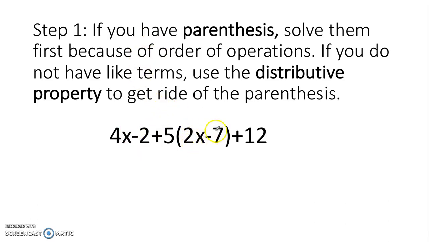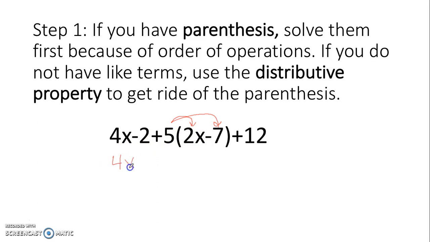Now we need to ask ourselves, inside of the parentheses, do we have any like terms that we can combine? And as you can see, the answer is no. So to get rid of the parentheses now, we need to do the distributive property. So we have 5 times 2x and 5 times negative 7. So rewrite everything else, but instead of this, you're going to distribute.